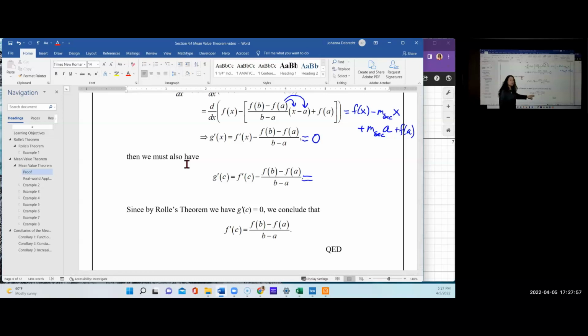f prime of c, this is the slope of the tangent line on the left. The difference quotient on the right is the slope of the secant line. So we've proved that the slope of the tangent line is equal to the slope of the secant line. This ends the proof, and we denote that with QED, quod erat demonstrandum, which is Latin for "that which was to be demonstrated," or in grad school, "quite enough, damn it."